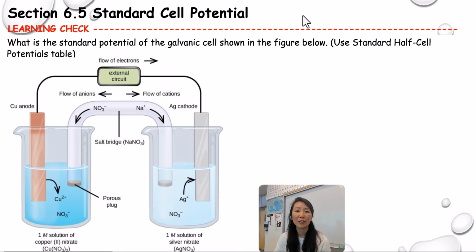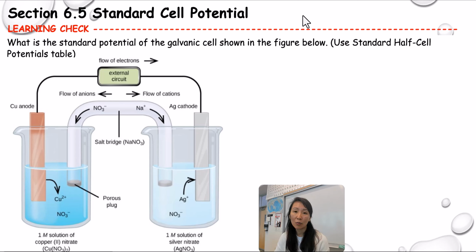Let's do a learning check. We're going to go ahead and calculate the standard potential of the galvanic cell shown in this image. You will be utilizing the reference sheet, and in particular the standard half cell potentials table, in order to solve this problem. On the left-hand side is the anode. This is where oxidation is happening.